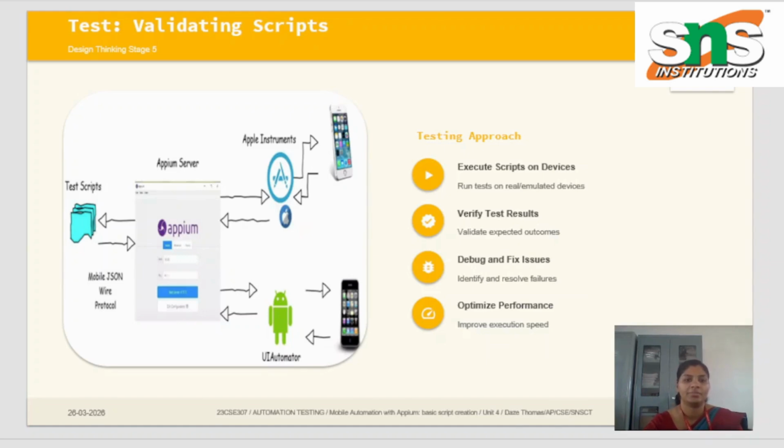So in the Appium app, you can see test scripts will be given as input into the Appium server. Then Apple Instruments will be there to check it. Then UI Automator will be there. Passing through all this, we'll get a test script back.